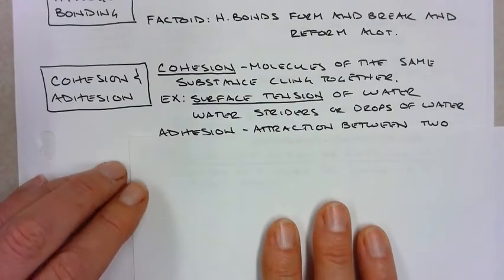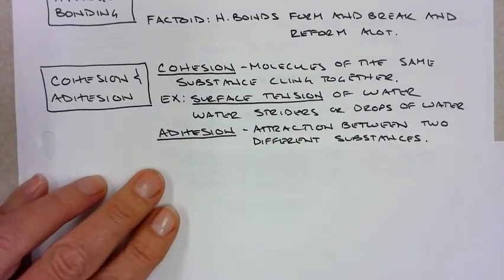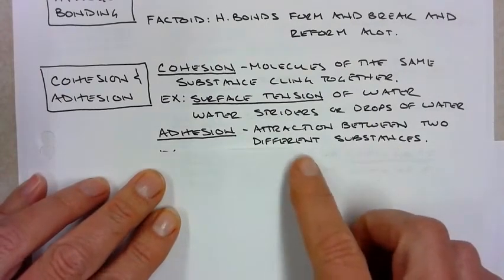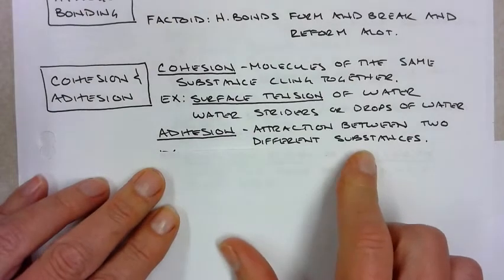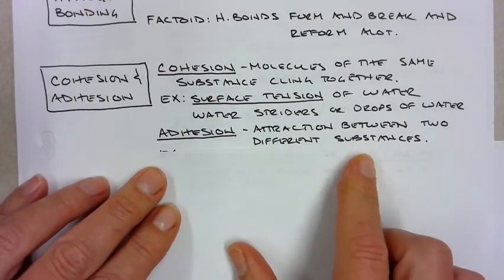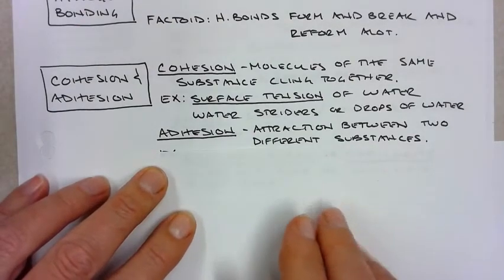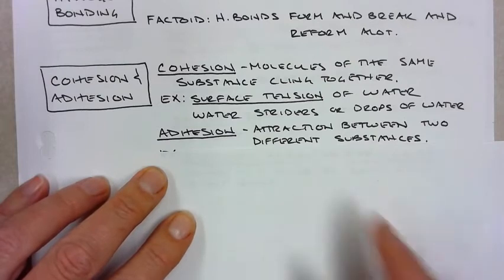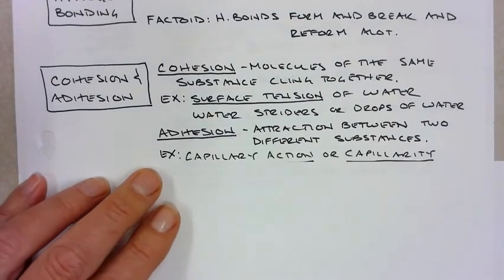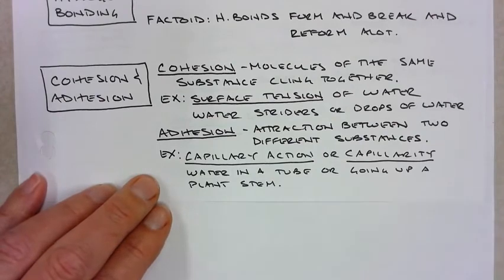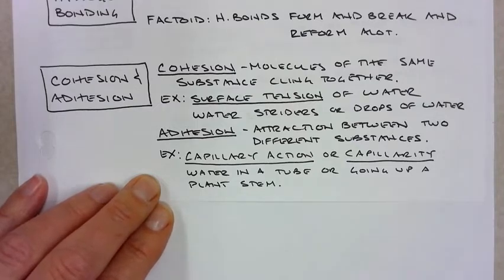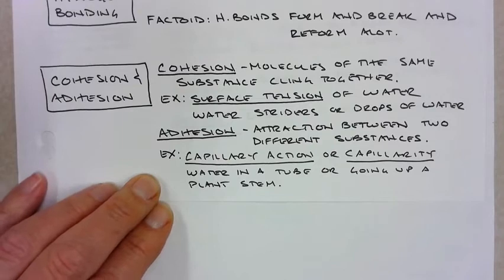Another term is adhesion, and adhesion is the attraction between two different substances. For example, this is what we see when water is in a beaker and you see what's called a meniscus. It's that little rise on the sides. We also call this capillary action or capillarity. And again, this is how water moves in a tube or how it goes into a plant system. This is because water sticks to a different substance.